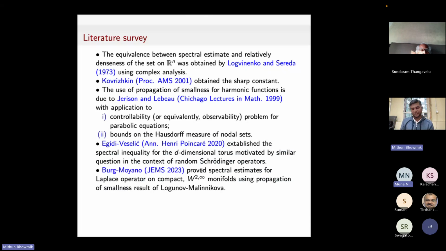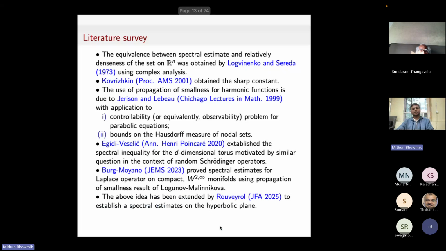So now we will consider the compact manifold. Now, if we assume that the manifold is a Riemannian manifold and it is an analytic manifold, then there is a famous result by Donnelly and Fefferman, and they prove a similar kind of result, not a uniqueness result, but a similar kind of propagation of smallness result in the context of analytic manifolds. And as I said, the Logunov and Malinnikova result in 2018 was for smooth manifolds. So on smooth manifolds, one can prove a similar kind of propagation of smallness result. Now in 2023, Burq and Moyano proved a spectral estimate for the Laplace operator on a compact manifold, but with limited regularity on the metric. So we consider only Sobolev-to-infinity manifolds, but still the propagation of smallness is true there.